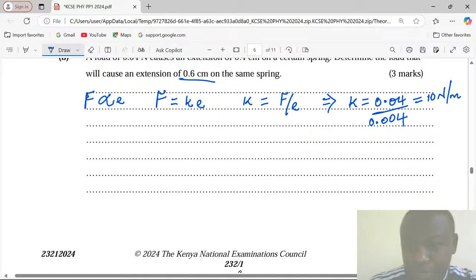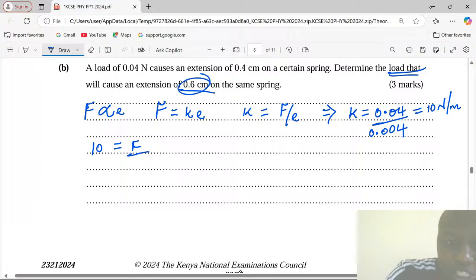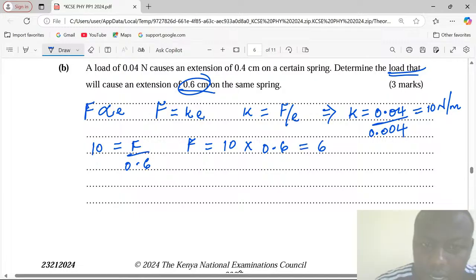All right. Now with the spring constant, we are supposed to say that this spring constant will be the same even when the force changes. So a known force, which is the load in this particular case, divided by the new extension, 0.6. Then we do a cross multiplication so as to remain with F. We need 10 multiplied by 0.6. This will give us 6.